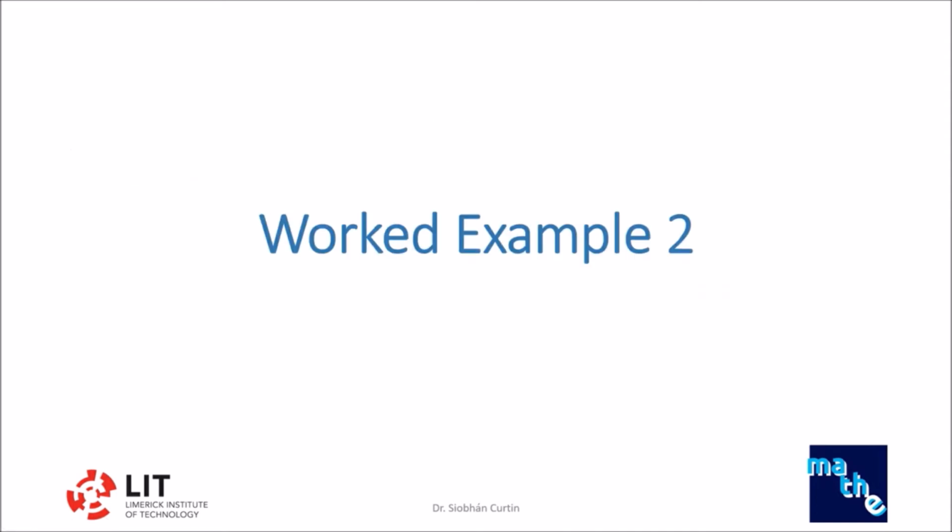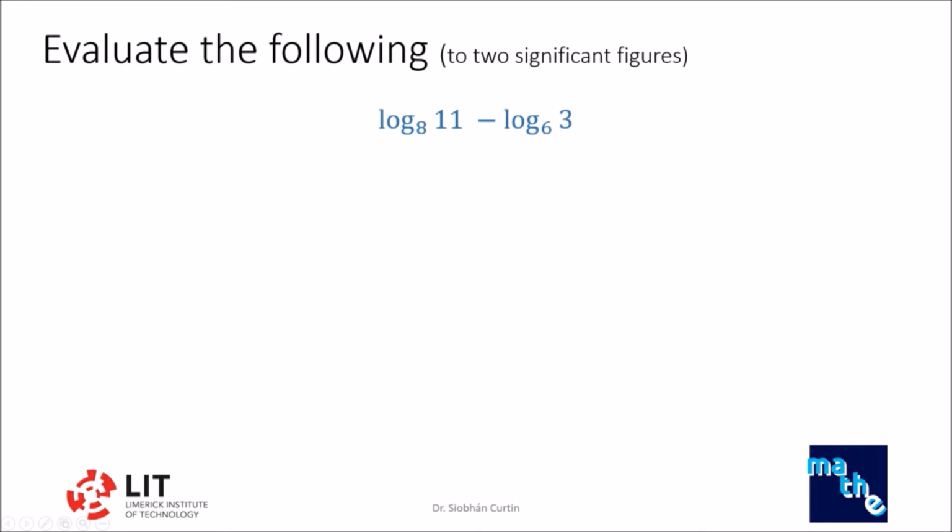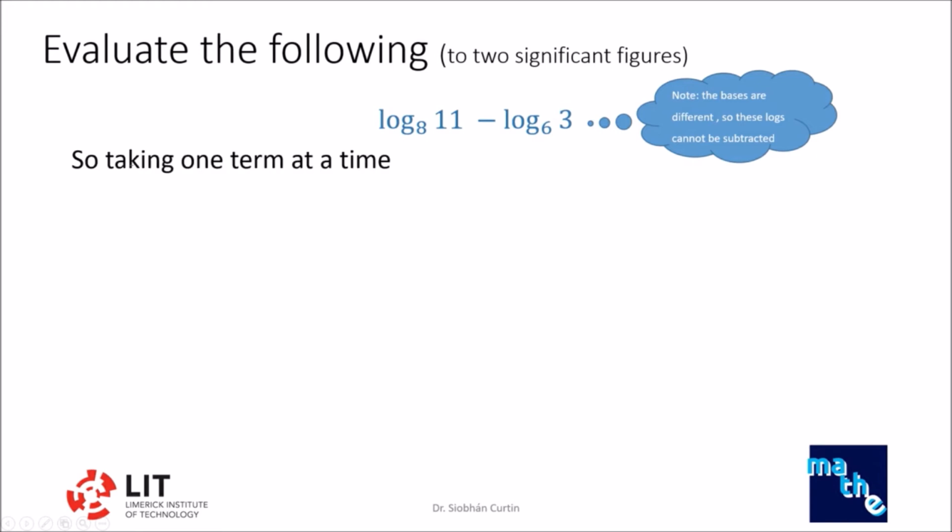So for worked example 2, we must evaluate the following to 2 significant figures. The log of 11 to the base 8 minus the log of 3 to the base 6. And you'll note in both of these cases that the bases are different, so the logs cannot be subtracted. So we're going to take one term at a time, and we're going to apply this rule here. We're going to get them to the same base.